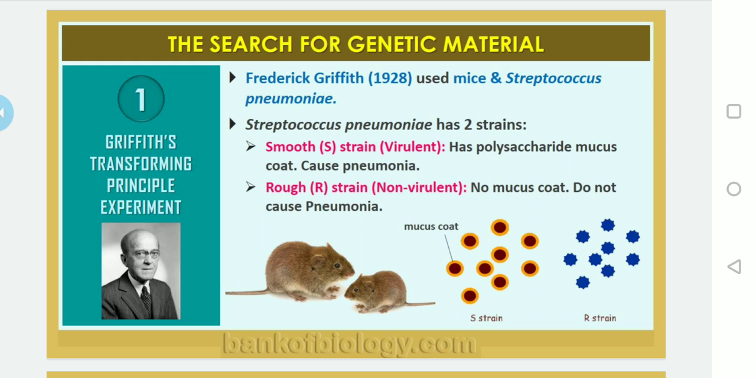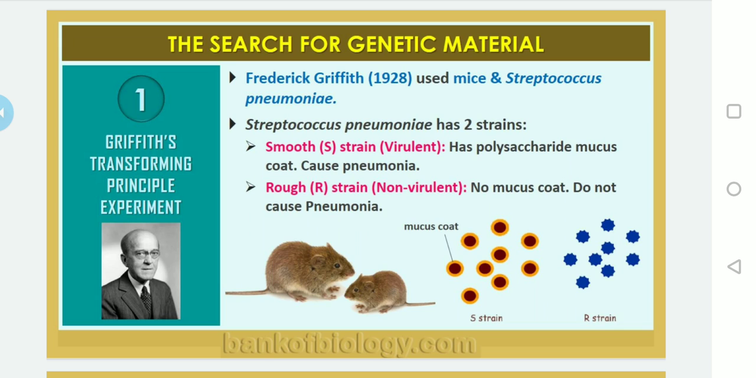His experiment is purely based on Streptococcus pneumoniae. Frederick Griffith selected Streptococcus pneumoniae for his experiment. It generally causes pneumonia in human beings, which is a kind of respiratory disorder. You must have heard about it.